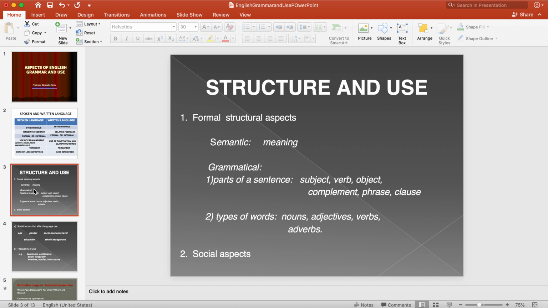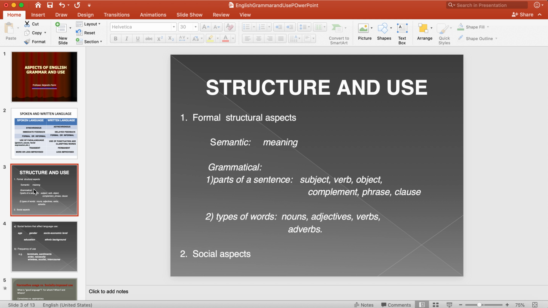So if we look at the structure of language, there's the semantic level of any language, English in this particular case, that's meaning. There are grammatical components: we have parts of the sentence, verb, adjective, object, complement, phrase, clause, and all the rest of it. And we've got types of words: nouns, adjectives, verbs, adverbs. Each of these words will have a different function.